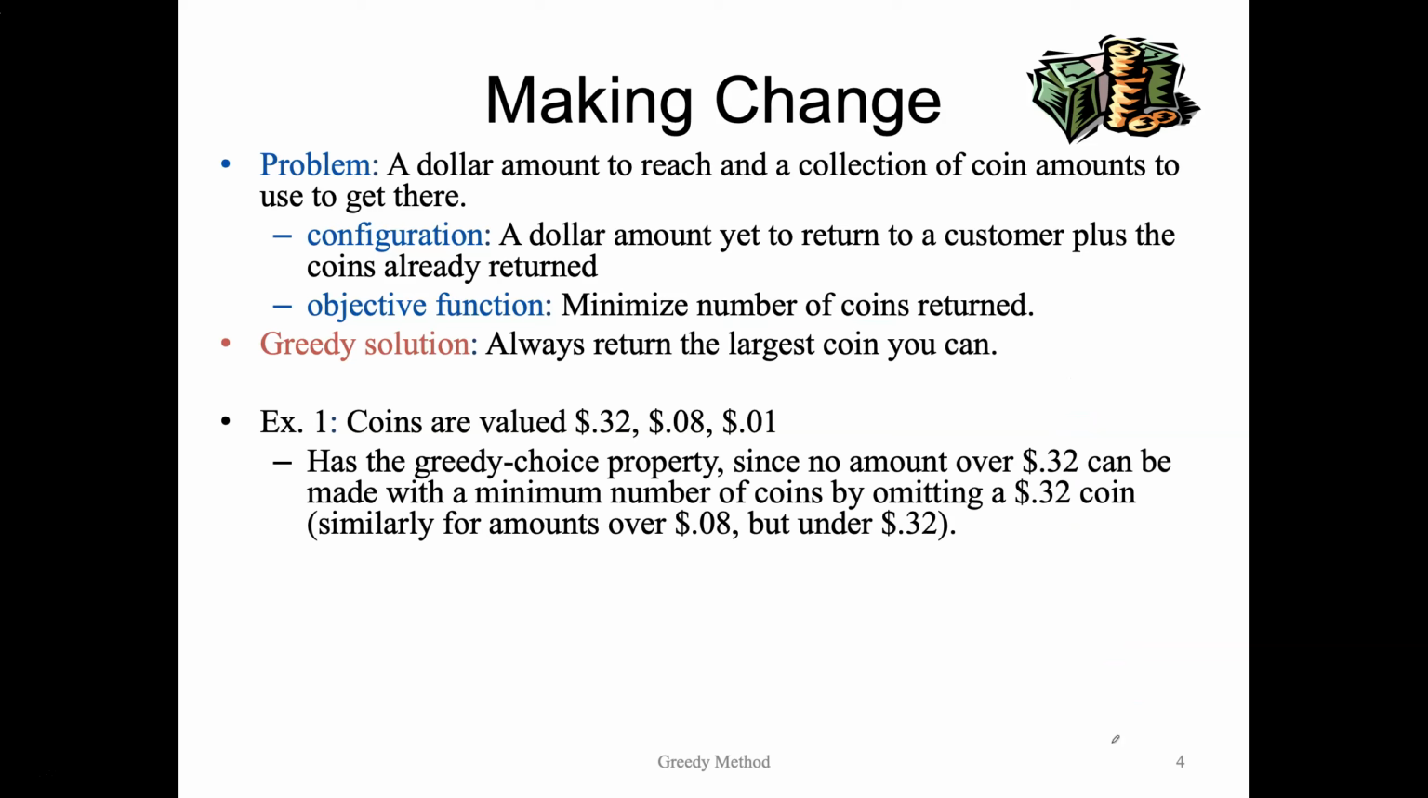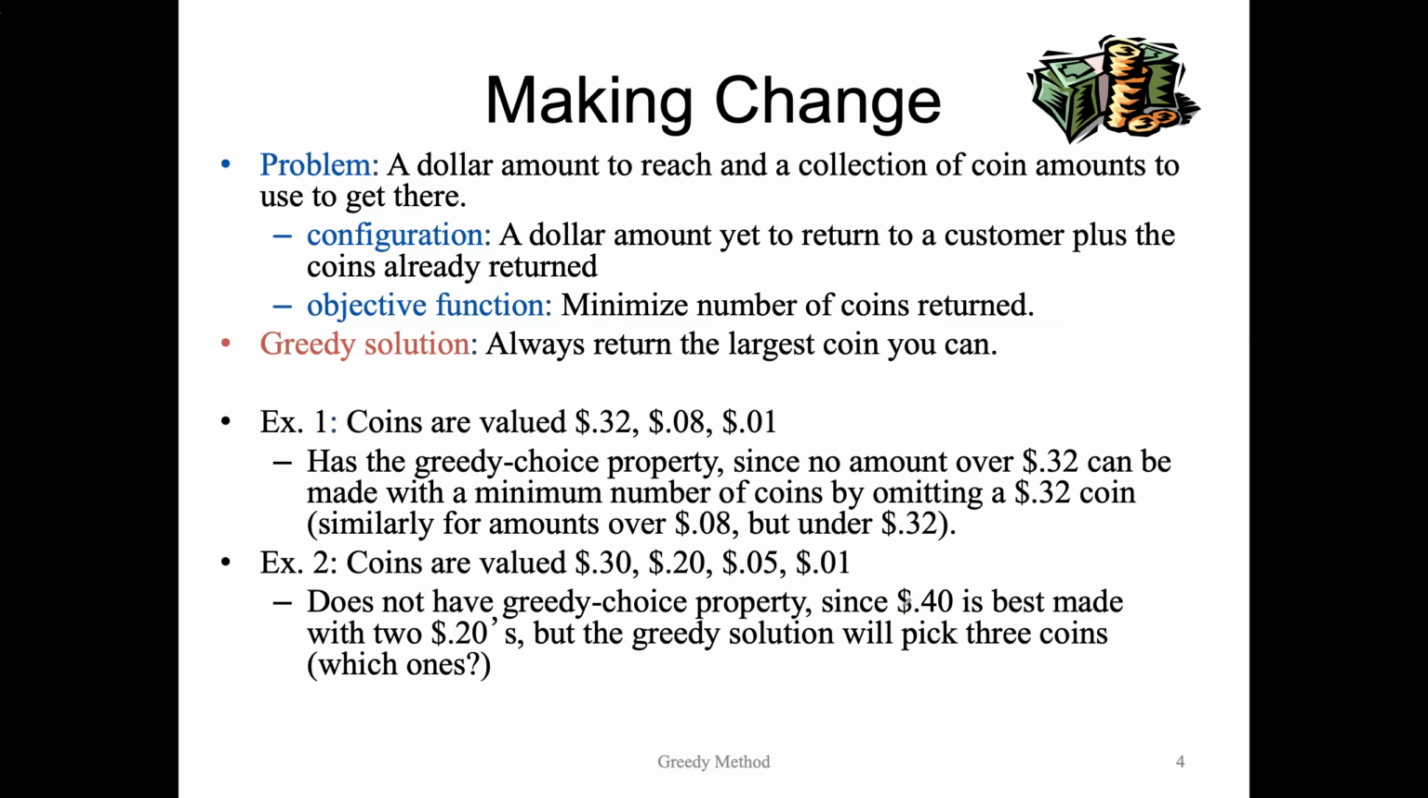So this does have the greedy choice property because there's no amount over 32 cents that can be made with a minimum number of coins without using a 32-cent coin, and we can say the same thing for any value in between 8 cents and 32 cents. But this isn't true for any kind of currency. If we had, let's say, coins valued at 30 cents, 20 cents, 5 cents, and 1 cent, this one doesn't have the greedy choice property.